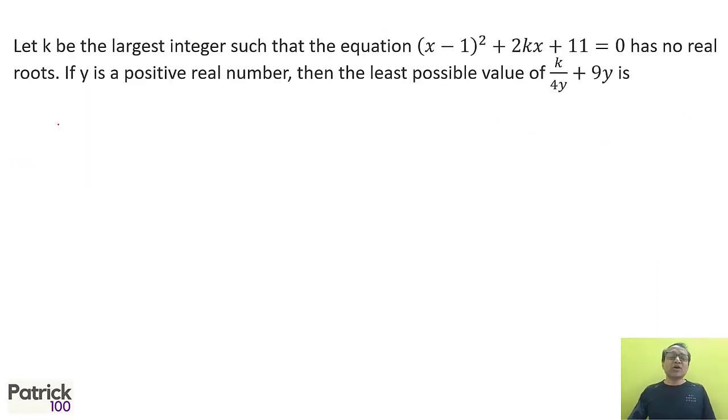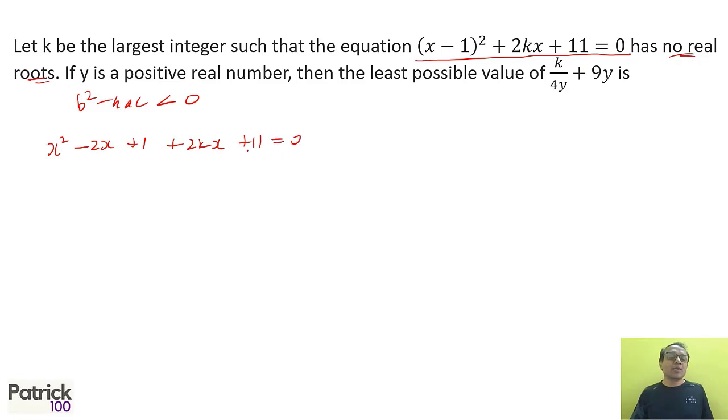Here, this is based on the no real roots quadratic equation. So when you have a quadratic equation with no real roots, the first thing that should click is b square minus 4ac is less than 0. That's the first thing that should click. Which means you need to convert this into a quadratic equation. Expand it: x square minus 2x plus 1, plus 2kx plus 11 equal to 0.